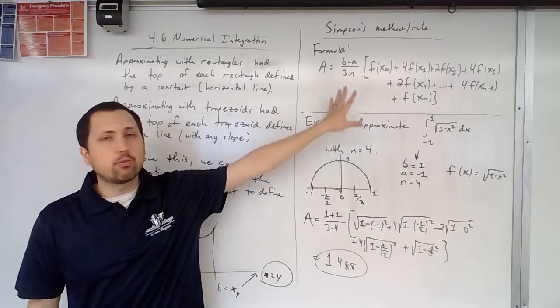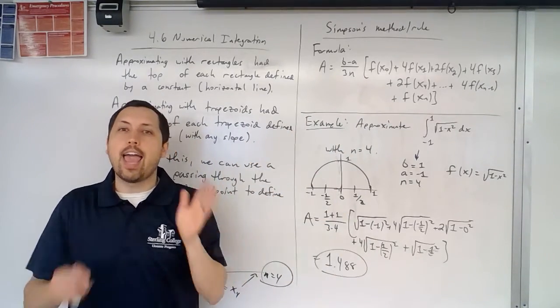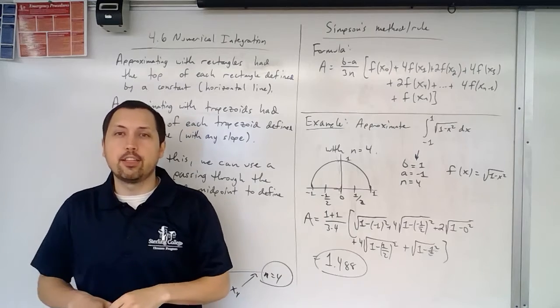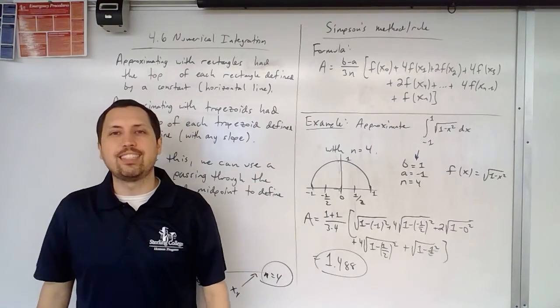So this is Simpson's rule, Simpson's method. In general, this will usually give us a better approximation than the trapezoid method, but it does just require a few more steps and work.